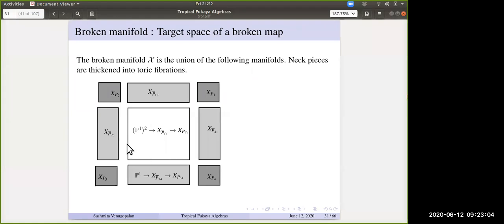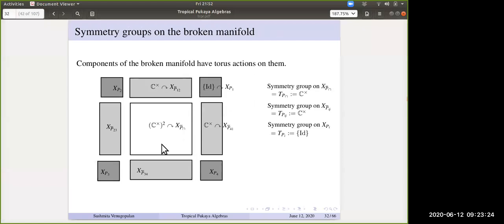But when we put it all together, the point in the picture gets stretched in two directions, and it becomes a P1 square bundle. So that's where our maps are going to live. As I introduce the space, let me also say what the symmetry groups are that act on these pieces. On the P1 bundles, there is a C star action. On the P1 square bundle, there's a C star square action. And on the original cut spaces, there is no action of any group.